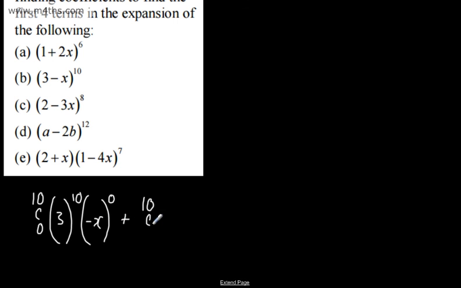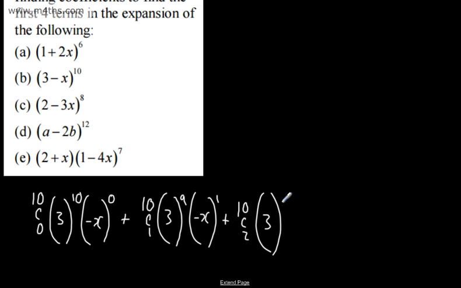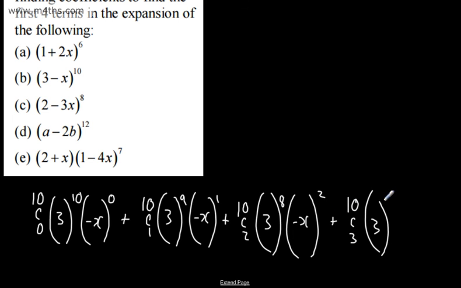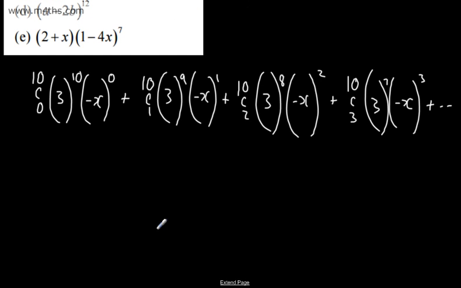Okay, 3 minus x to the 10th. So we'll start with 10C0. We will have 3 to the power of 10, which is going to be huge. We'll have negative x to the 0 plus 10C1. We've got now 3 to the power of 9. We've got now negative x to the power of 1 plus 10C2. We've got now 3 to the power of 8. We've got negative x to the power of 2 plus 10C3. We've got 3 to the power of 7. And we've now got negative x to the power of 3 plus ... as we're going to have more terms.